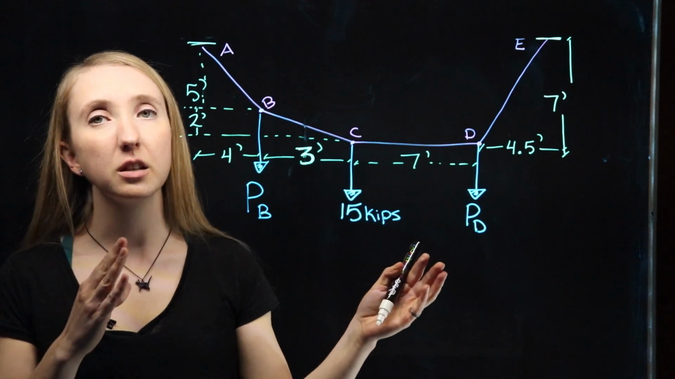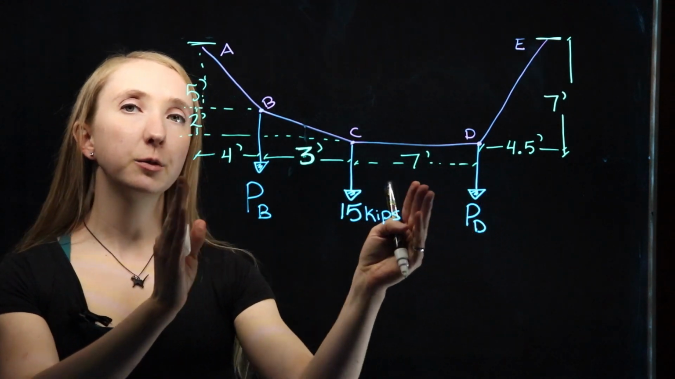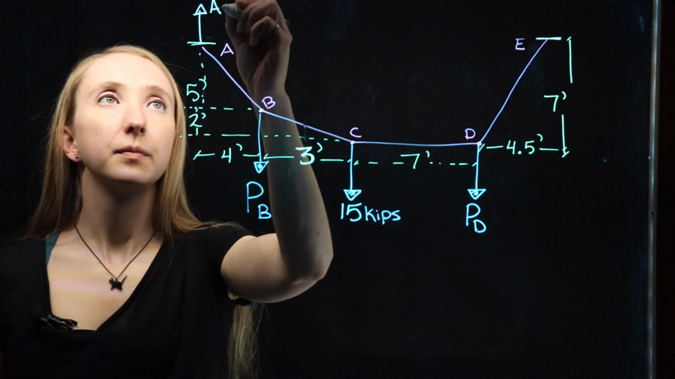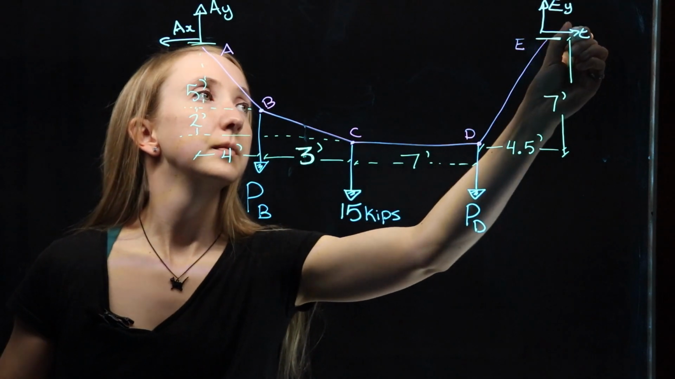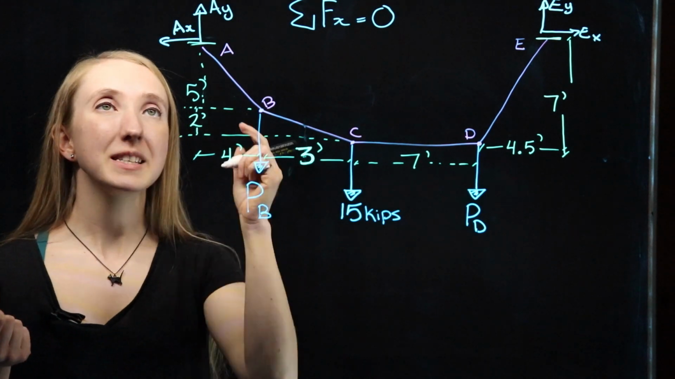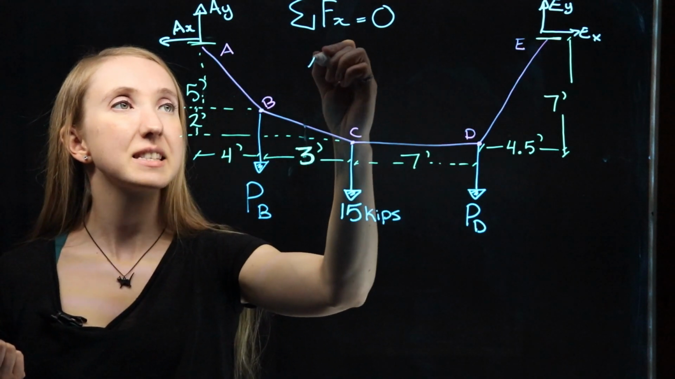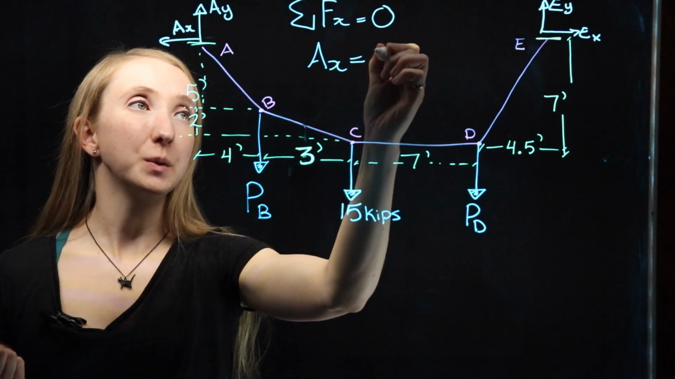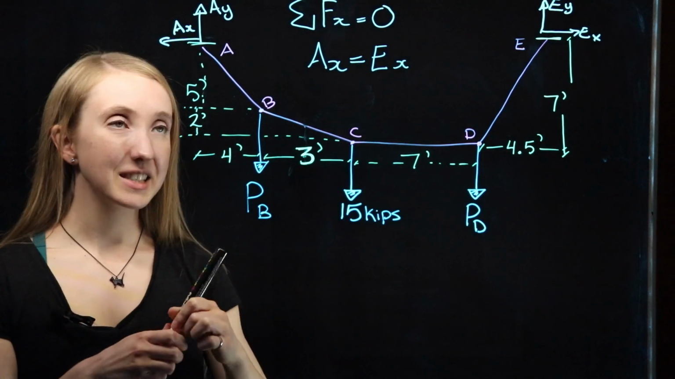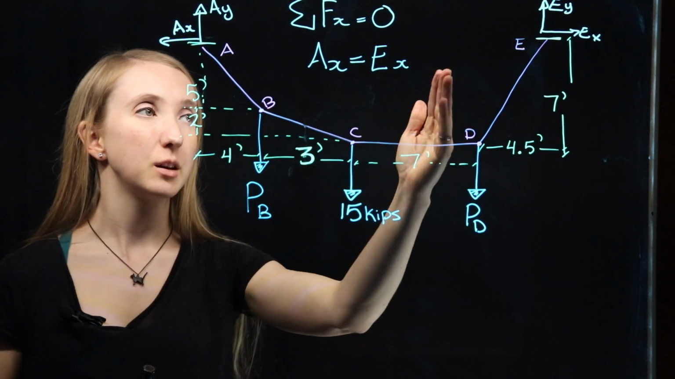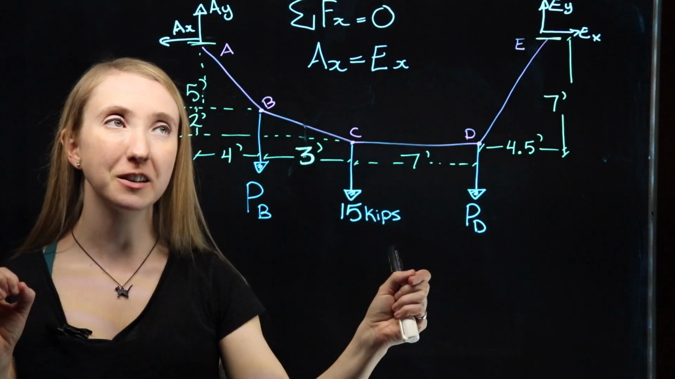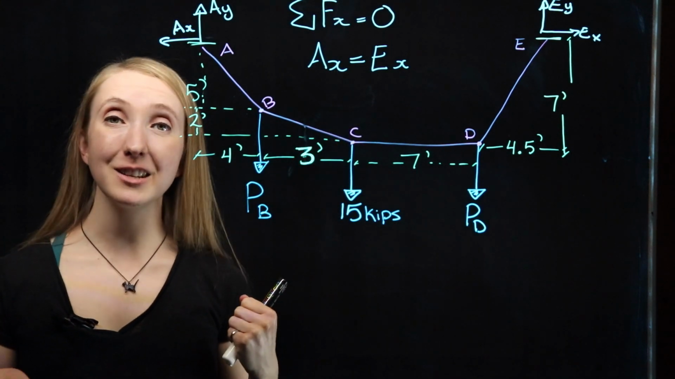In the x direction globally, we have no applied forces, right? So if we were to draw a free body diagram, we would know that the forces AX and EX must have the same magnitude and be in equal and opposite directions. That means that anywhere along our cable system, if we were to make a cut, the horizontal component of our tension would have to have that same magnitude.